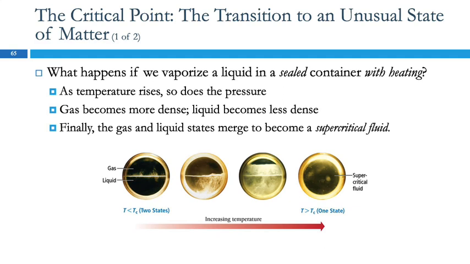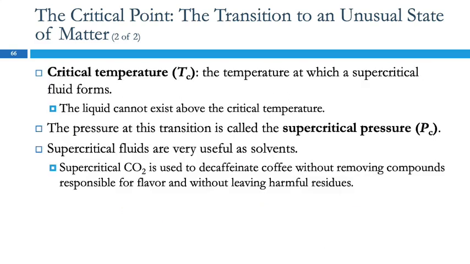That's just one of those weird realities. So TC, the critical temperature, is the temperature at which you get a supercritical fluid forming. Above that temperature, you cannot have a liquid. The pressure there is called the supercritical pressure.